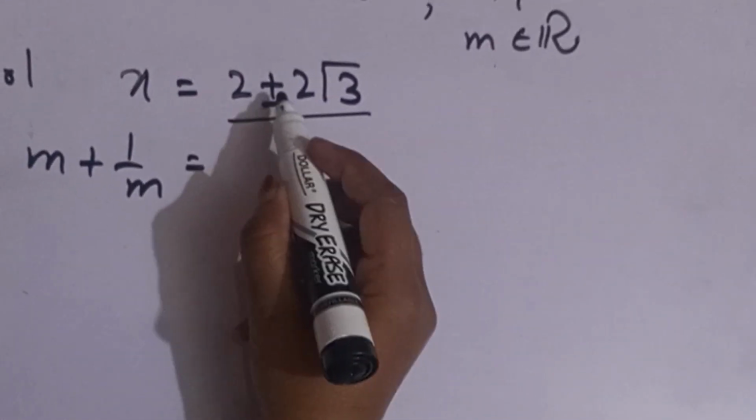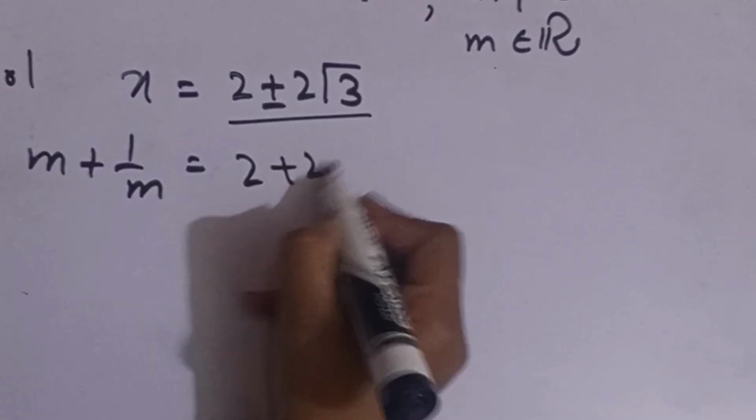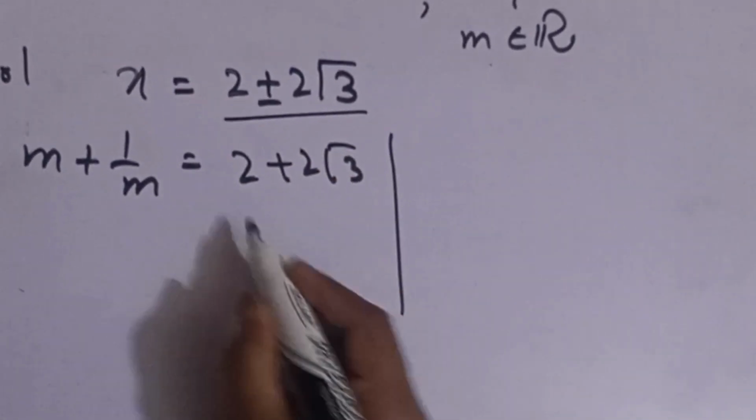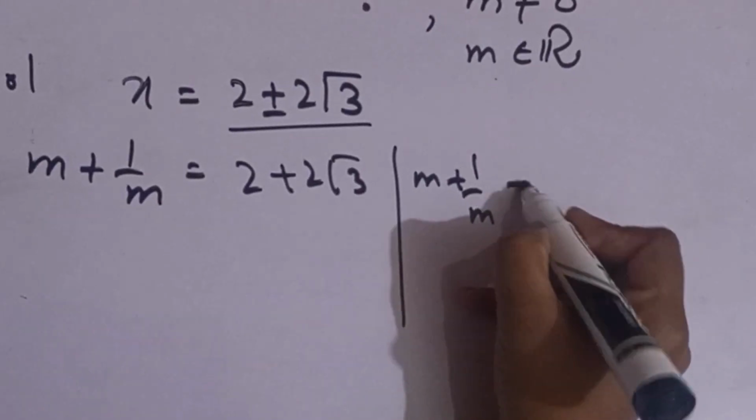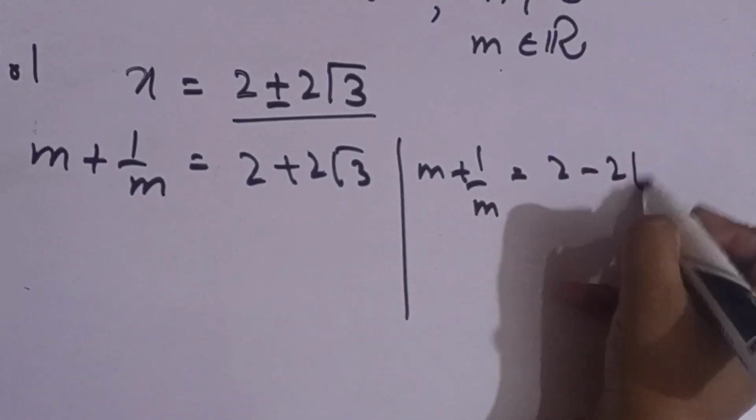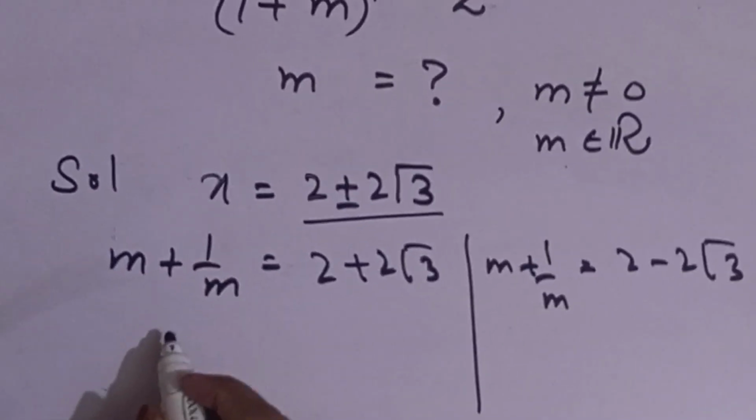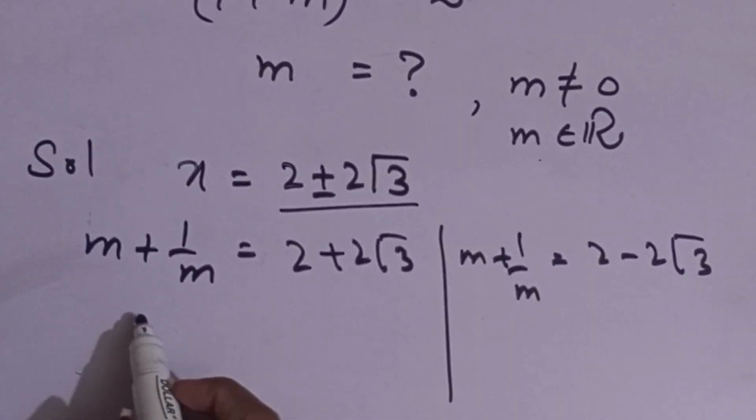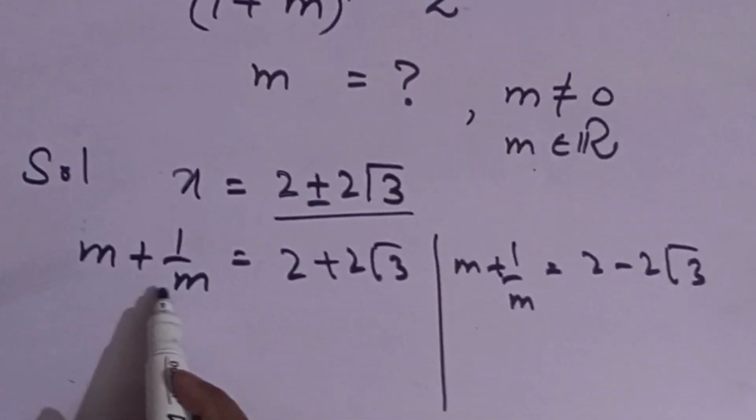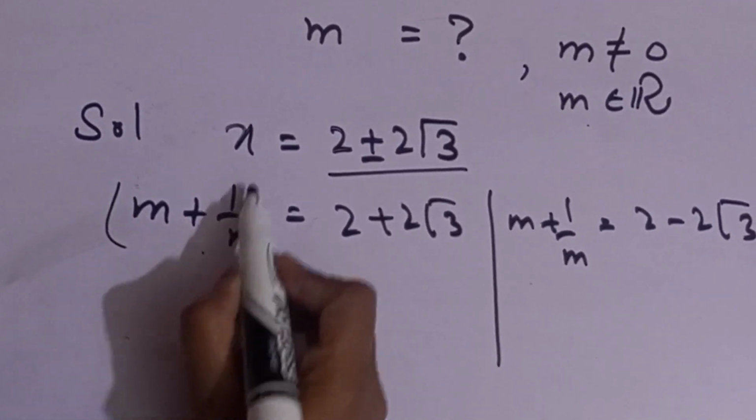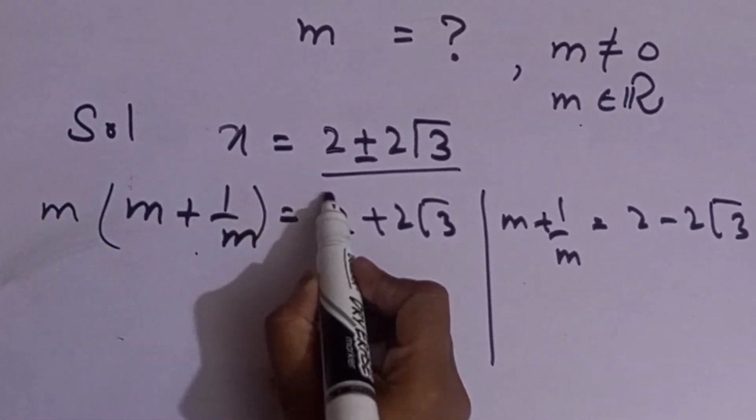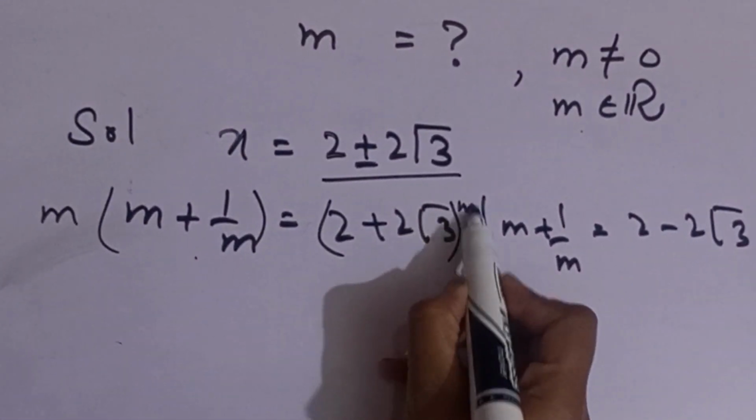So in the first step, we take a positive value 2 plus 2 times square root 3 and we separate the negative value. m plus 1 over m is equal to 2 minus 2 times square root 3. In our question, it's given that m is not equal to 0. So this implies we can multiply this equation by m on both sides. So multiply this side by m and also multiply this side by m.